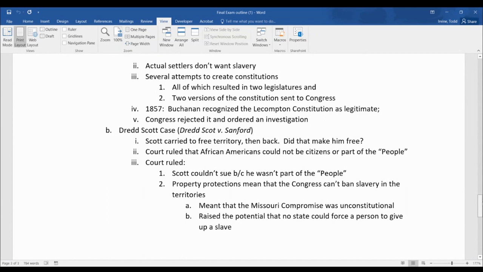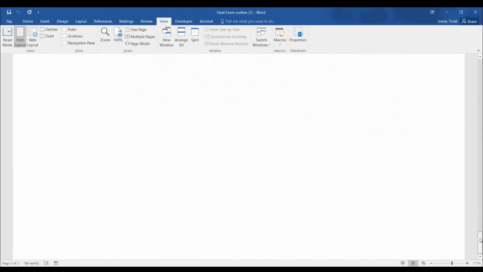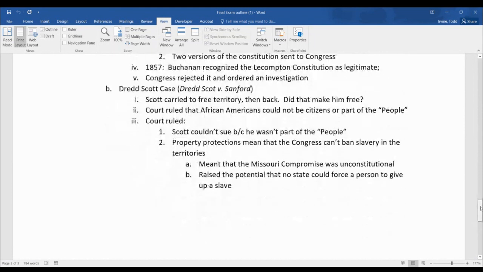Right. Then we get to the things that we have not looked at yet. We did Kansas and Nebraska last class. You see, this is it. So really the last things that we want to look at.